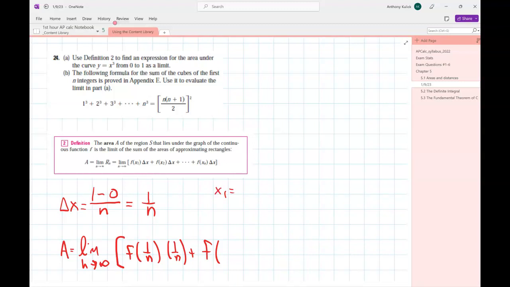Yeah, remember x1 is like 1 over n. So x2 is going to be x1 plus delta x, right? Just whatever that last point you evaluated plus another subinterval. So 1 over n plus 1 over n is 2 over n.